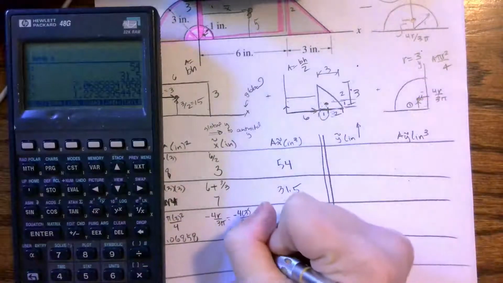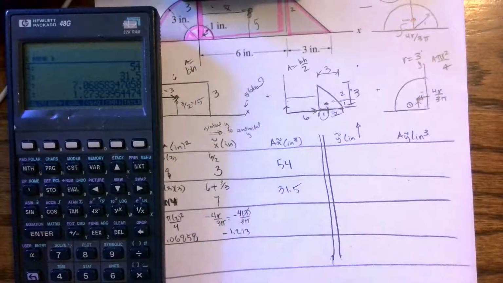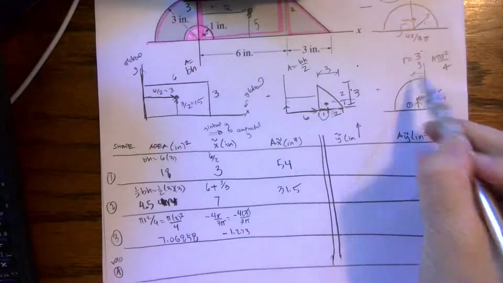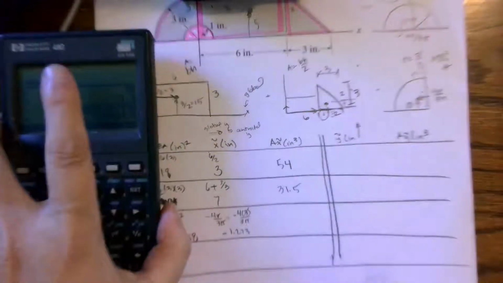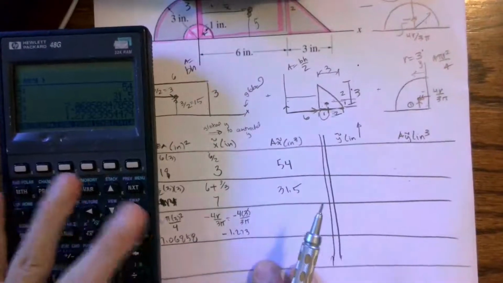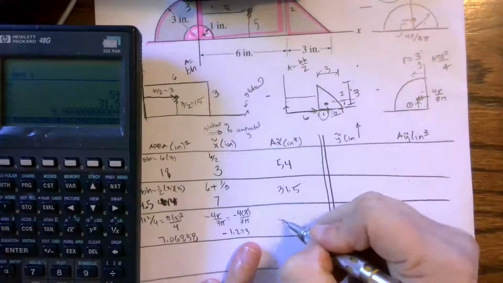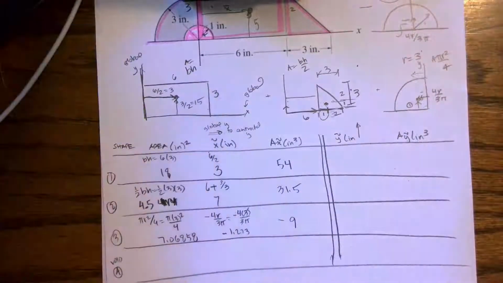And I get 1.273, negative because we are moving to the left this time. So I have negative 1.273 times my area, and I get this magical number of -9.